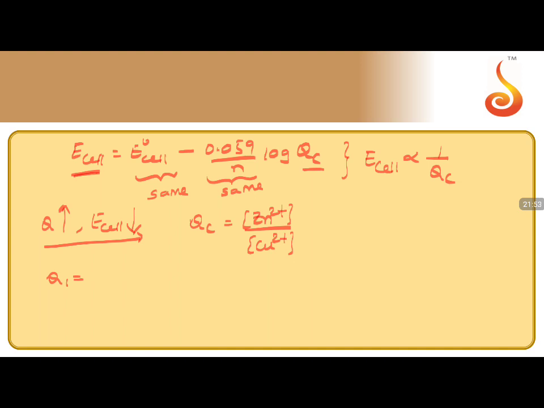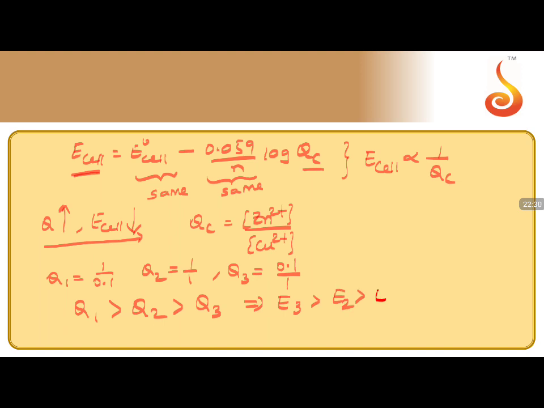According to this question, Q1 will be 1 by 0.1. So if I am taking this particular one, Q1 is 1 by 0.1, Q2 is equal to 1 by 1, and Q3 is equal to 0.1 by 1. So the concentrations of zinc and copper in all the equations, if you see, in this case Q1 will be greater than Q2, which will be greater than Q3. That implies the answer will be E3 greater than E2 greater than E1.